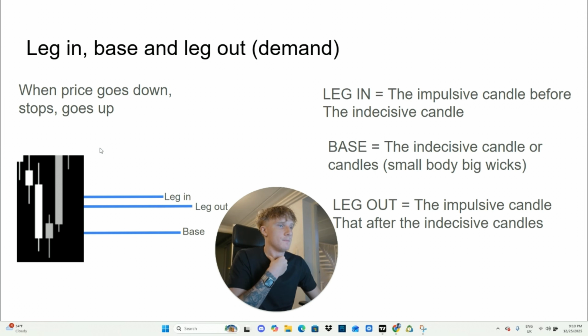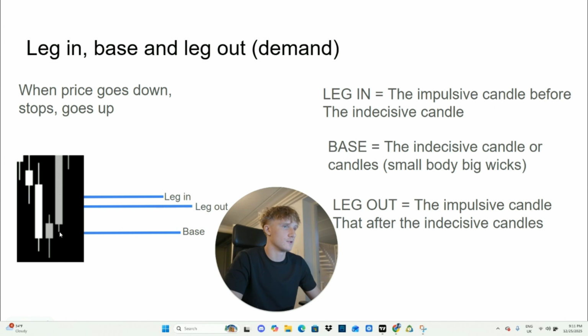So as we can see here, this is essentially what we went over, I believe, the first formation, but it's just the opposite. So instead of it creating a top, it's creating a bottom, right? We're looking at when price goes impulsively down, creates an indecisive candle, and then goes up. So it goes down, it stops, and then it goes up, right? So our leg in, I don't know why this isn't overlapping, but it's going to be over here to the left. You can see here, this is our leg in. It's the impulsive candle before the indecisive candle, which creates the base.